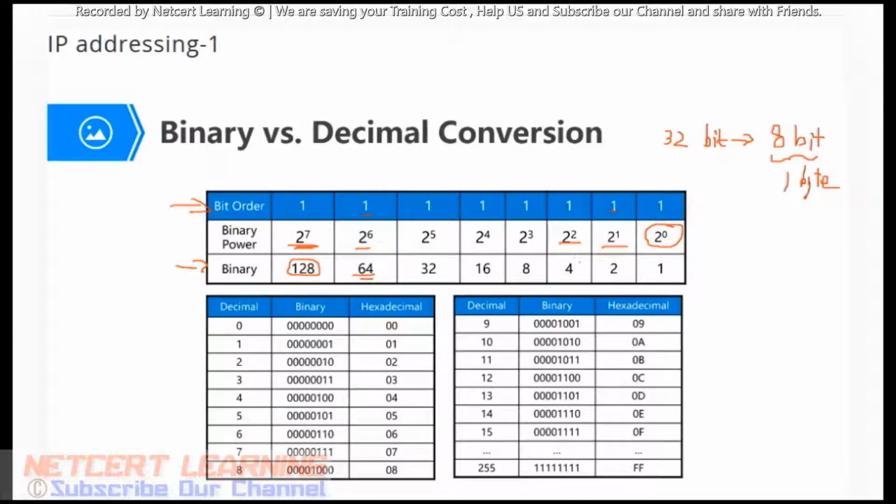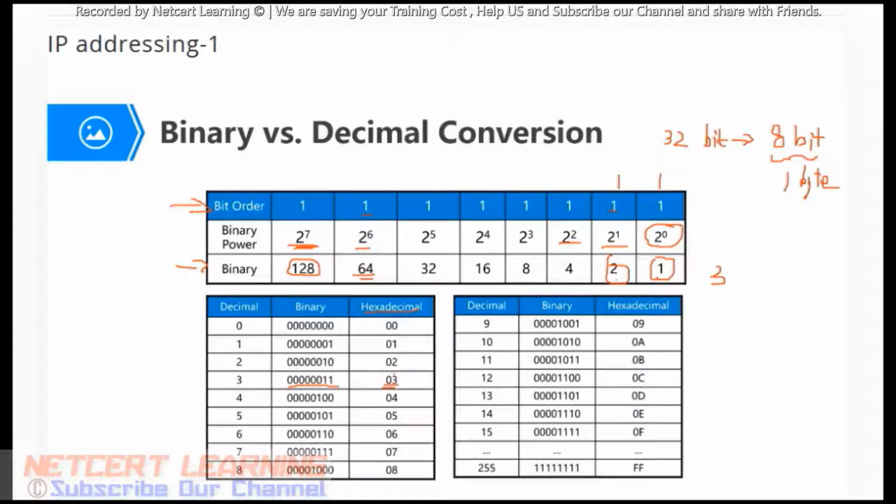And then we can count. For example, we have a value like this. We can see this is 1, this is 1, and all the others are 0. That means 2 plus 1, that's 3. Of course, in decimal it's 3, and in hexadecimal it's also 3.